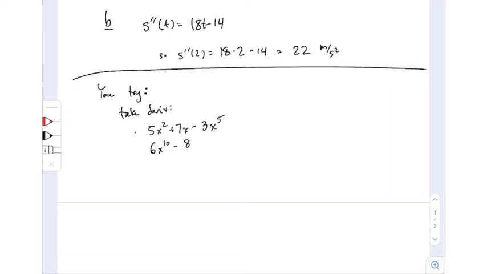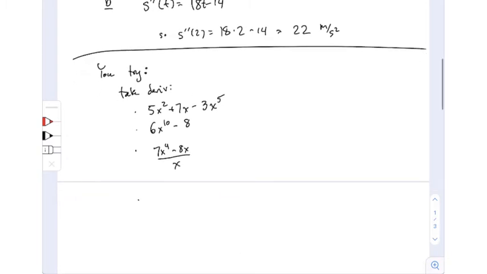This third one here is a little more interesting: 7x to the 4 minus 8x, divided by x. And then the fourth one is also a little interesting: 3x plus 5, the whole thing squared. So for those last two, you will need to somehow re-express those things so that they look like polynomials. I will leave it to you to decide what to do. Change them around first so that they look like polynomials, and then you can do the old power rule.